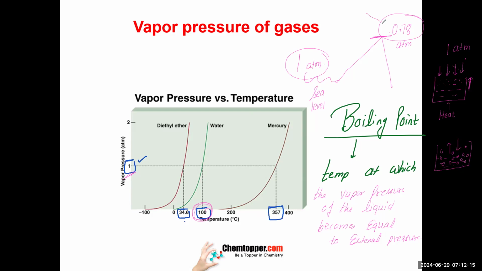Because when external pressure is less, I need less heat to reach that external pressure. So water starts boiling faster on mountains. The boiling point of water is lower on the top of mountains at high altitude, because pressure is less there. Mayank, you're understanding? Akash, you're there?